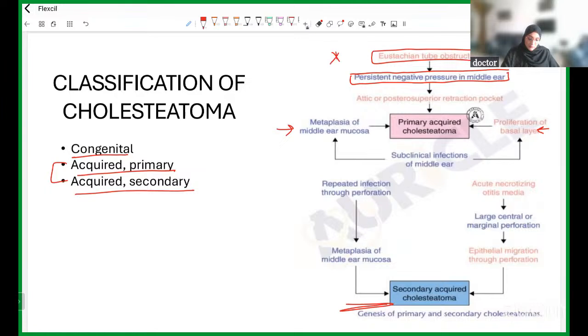So in the exam, this table is very important. If you learn this table by heart and then write it in paragraph form, you will 100% get marks. So remember, the eustachian tube gets blocked. There is negative pressure building up in the middle ear. Now, what will happen? There will be formation of a retraction pocket and it will lead to primary acquired cholesteatoma. Primary acquired cholesteatoma can lead to secondary acquired cholesteatoma. Two conditions we have to make sure: metaplasia of the middle ear or proliferation of the basal cell layer. Two theories. Now, if there is repeated infection through perforation, it can be metaplasia of the middle ear. It can be secondary acquired cholesteatoma. Now, if it is acute necrotizing otitis media, there will be a large central or marginal perforation of the tympanic membrane that will cause epithelial migration through the perforation and lead to secondary acquired cholesteatoma.